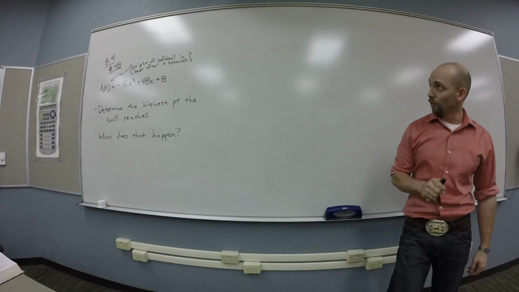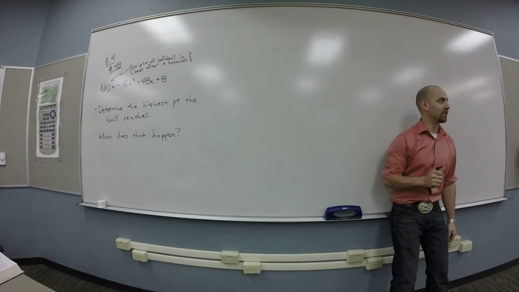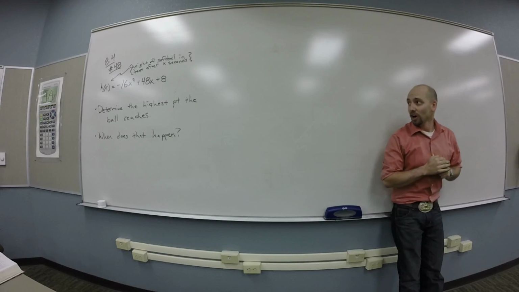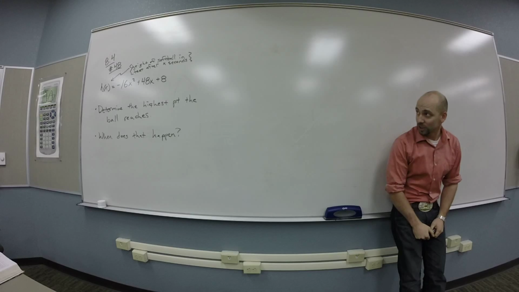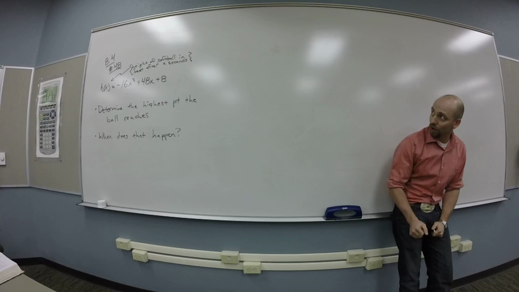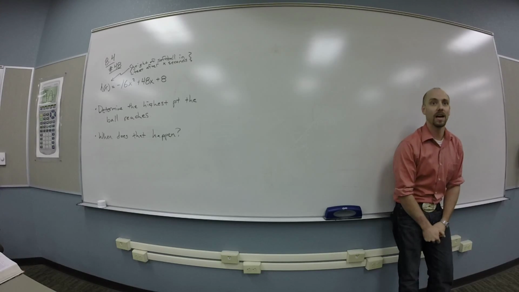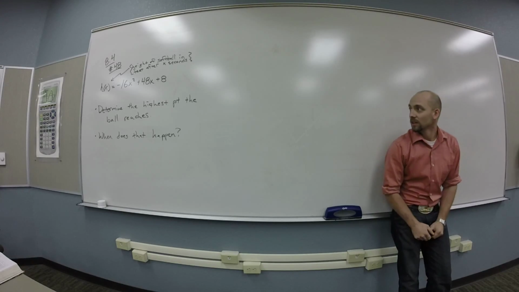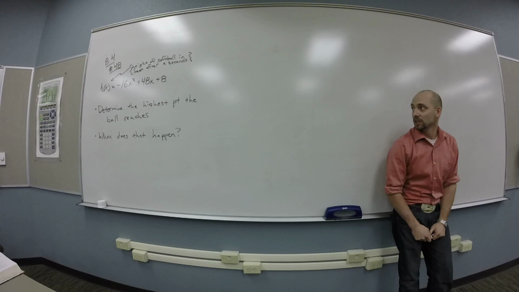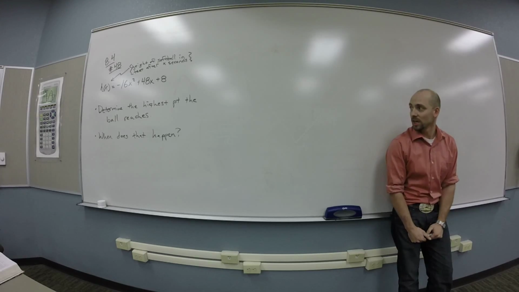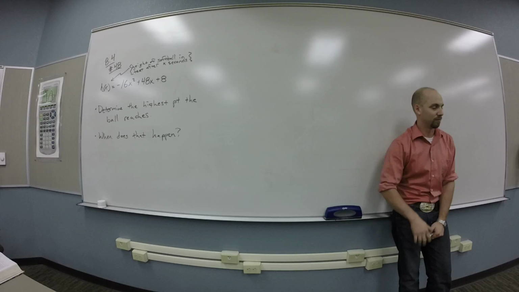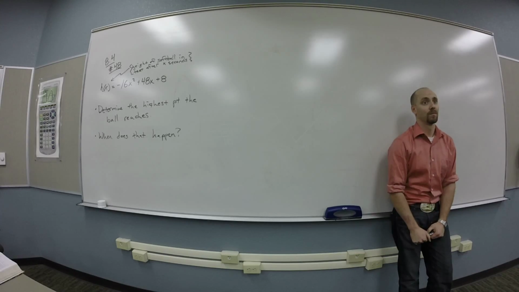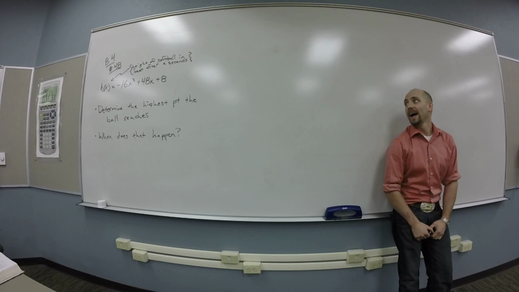So we want to do number 48 in 8.4, which is the scary word problem, right? Okay, so this word problem says the height of a softball in feet after x seconds is given by this formula. And then it says, determine the highest point the ball reaches, and when does that happen? Okay, so how do I do this?